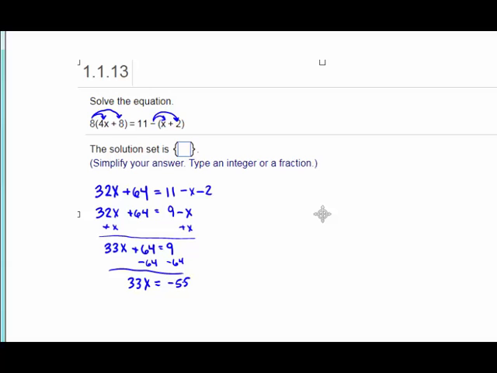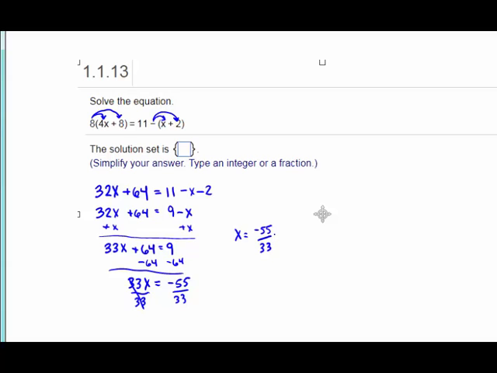All right, and then the last thing that we need to do is get x by itself. So we have the x multiplied by the 33. To undo that, we're going to divide both sides by 33. And so for our final answer, we're going to have negative 55 over 33.